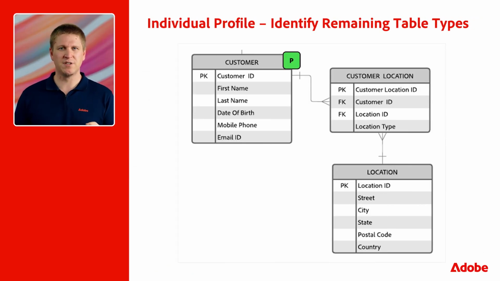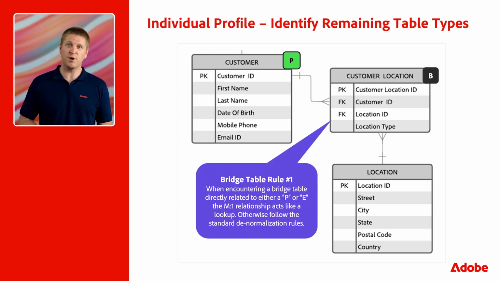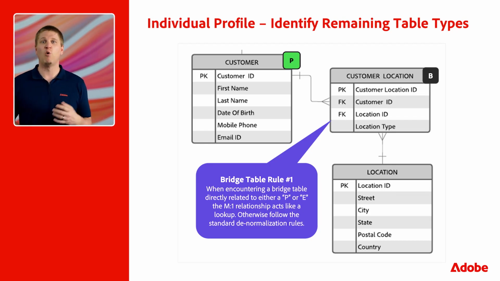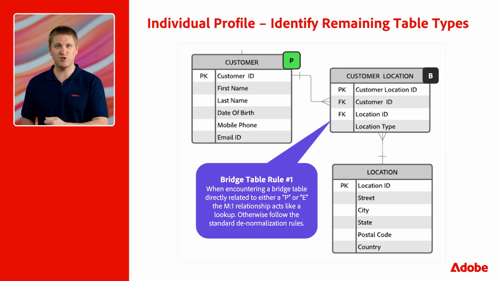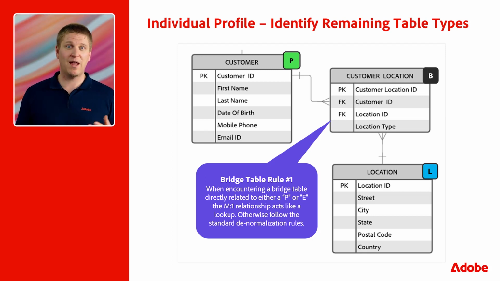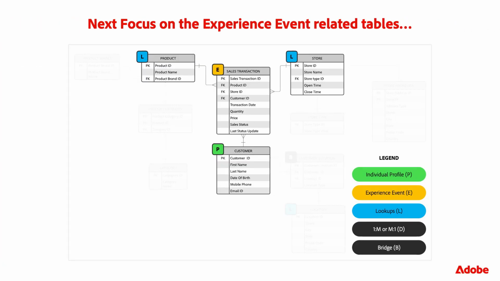The first thing you should notice is that the customer location table has two many-sided relationships coming into it. This means this table is a bridge table and therefore can be labeled immediately with a B. This then immediately triggers bridge table rule number 1, which states that when a bridge table is related to either a P or an E, that many-to-one relationship acts like a lookup, and therefore the location table is labeled with an L. Simple enough. Next, let's focus on the unlabeled tables related to the experience event. Conveniently, everything is already labeled inside of our diagram, and so you can just move on.